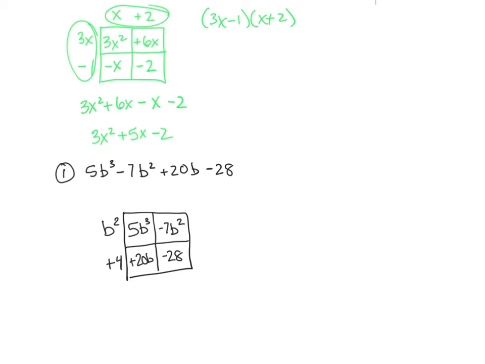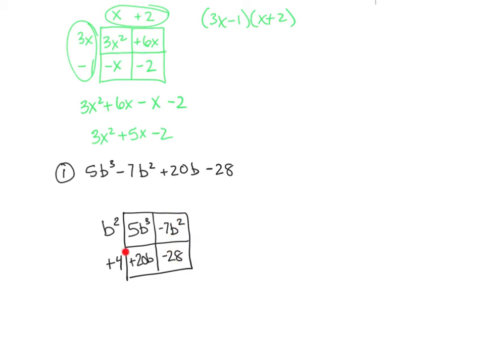There's two different ways we can do this. We can look here and go, okay, negative 7b squared and negative 28, what do they have in common? Well, they have the negatives, and 7 goes into both negative 7 and negative 28, so we can pull out a negative 7.